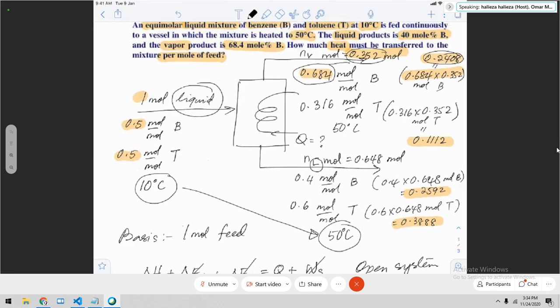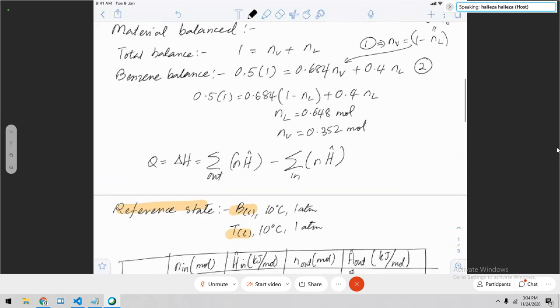Okay, that's right. The pressure we assume is the same at 1 atm. Both liquids at the inlet and the liquid at the outlet are at the same pressure. We are having both liquids, so there's no need to get the hypothetical path. It's just heating up. There's no change of phase at all. So don't bother with constructing a hypothetical path.